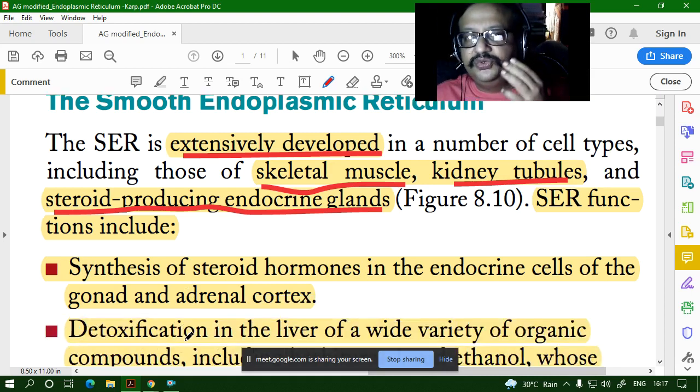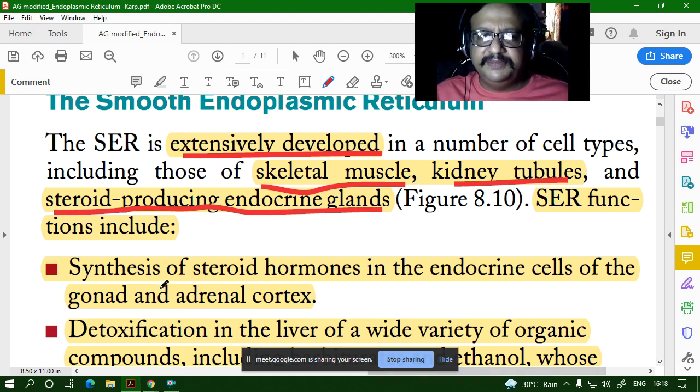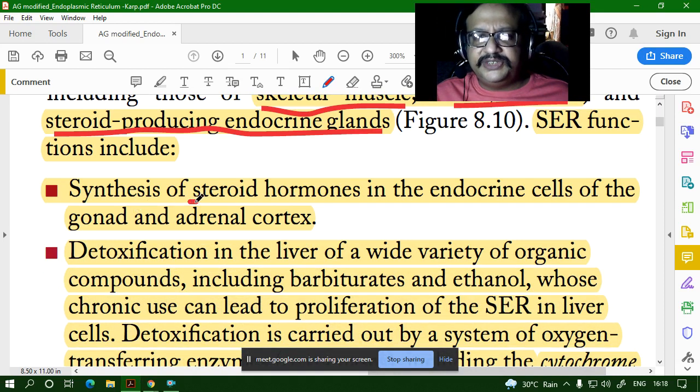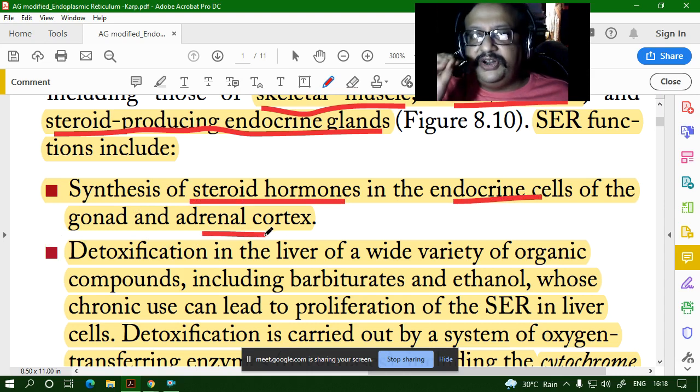So the function of rough endoplasmic reticulum is the site of protein synthesis, absolutely clear. Now what is the function of smooth endoplasmic reticulum? It's the synthesis of steroid hormones in the endocrine cells of the gonad and adrenal cortex. So these are sites where steroid hormones are synthesized in the smooth endoplasmic reticulum.